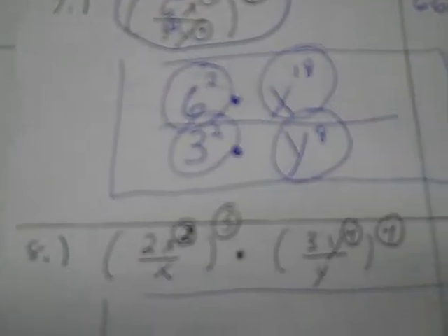So 6 to the 2nd would be just cloning 2 6's, and that would make 36. 3 to the 2nd, I would clone 2 3's, and that's 9. Remember, put that on bottom because that's where the 3 to the 2nd was at. Okay, I do not clone variables. I just leave them with their exponents.